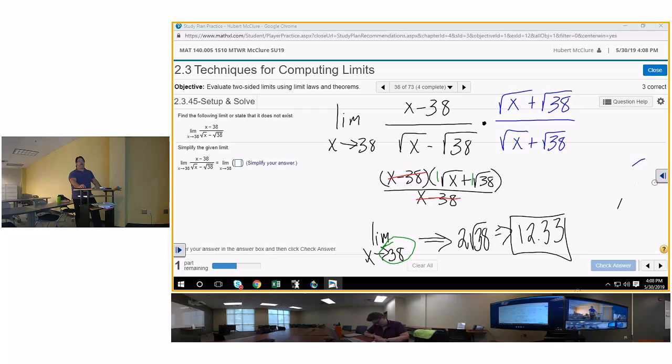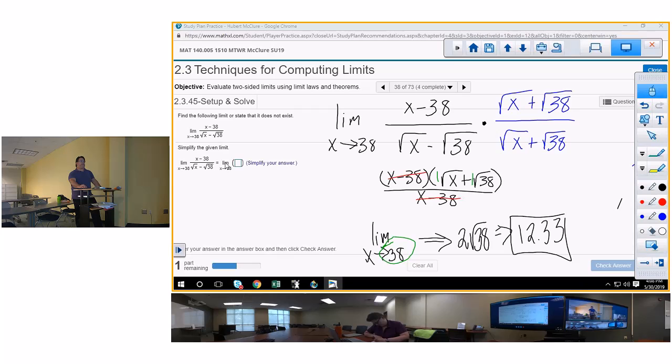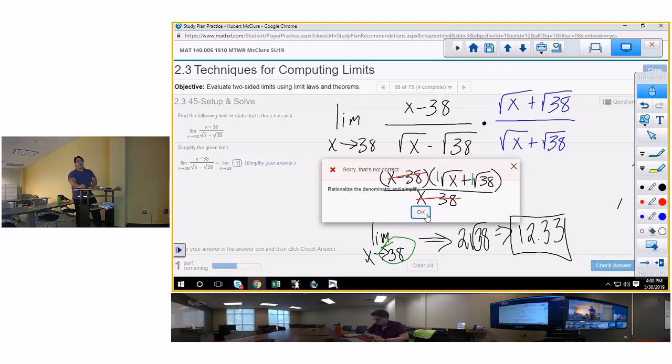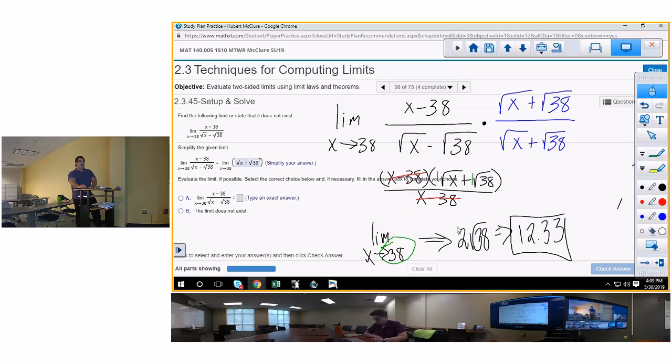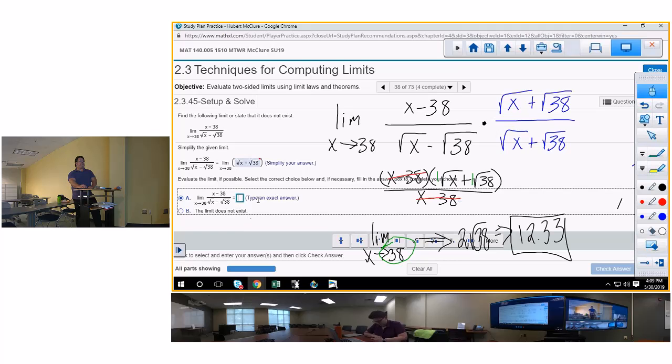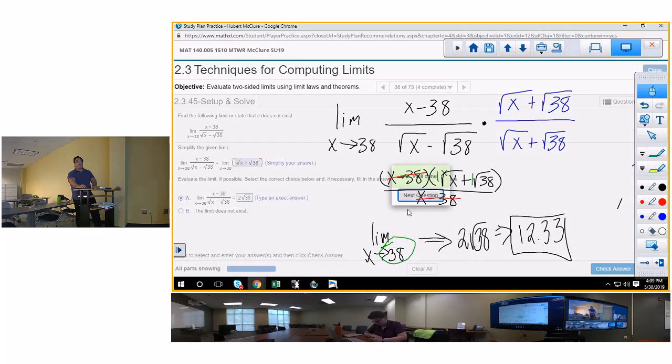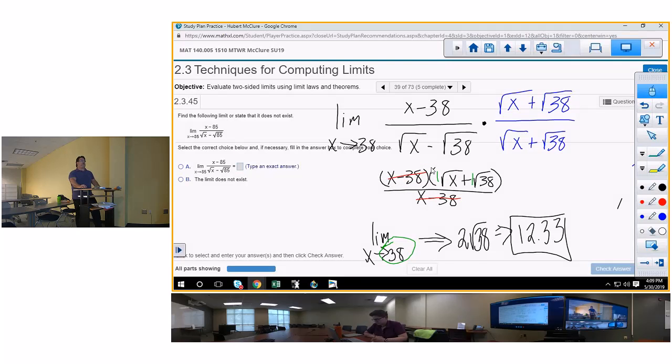So I'm not going to answer the first part because that's punching a bunch of stuff in. I'm not going to do that. So we'll just say square root. Check answer. And then they say type an exact answer. What does exact mean? With the radical. So that'd be 2 square root 38. And you feel good about yourself. Question, gripe, complaint?